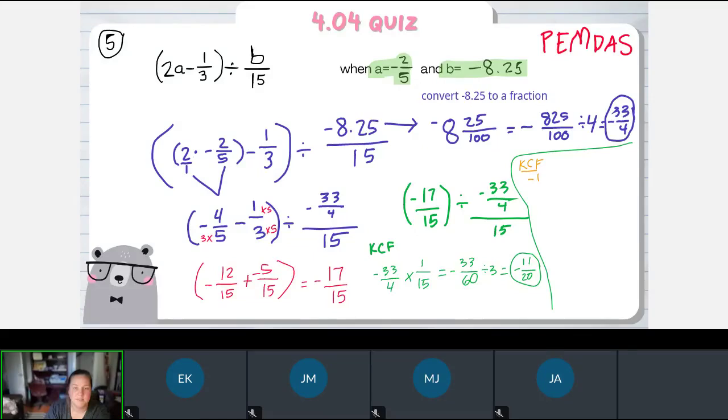We have negative 17 over 15 divided by negative 11 over 20. And we're going to keep, change, flip. That gives us negative 17 over 15. We're going to keep that. Change to multiplication. Flip this fraction. And it becomes negative 20 over 11.